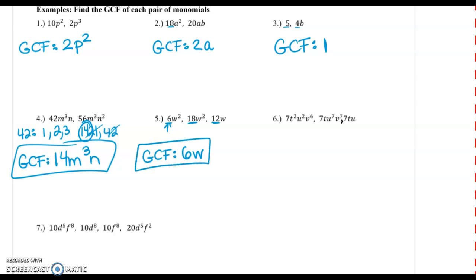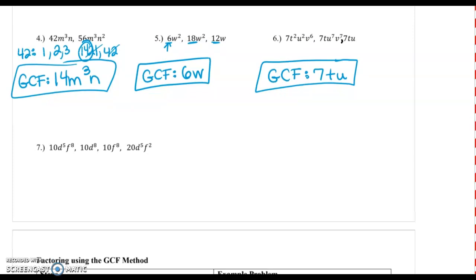Okay, and then the last one here, again, we have 3 terms. So we start with our number, which is obviously going to be 7, since there's a 7 in all of those. You have t to the second, t, and t, so you want t. U to the second, u to the 7th, and u to the first. So again, the smallest one, so u to the first. And then the v's are only included in these 2 and not in the last one, so there's not going to be a v included.